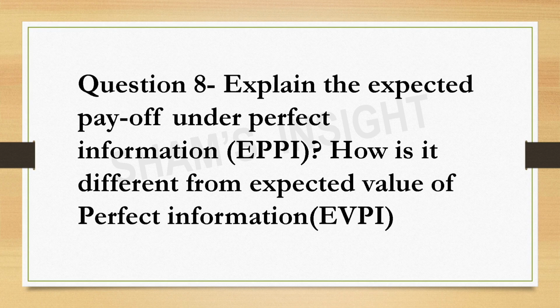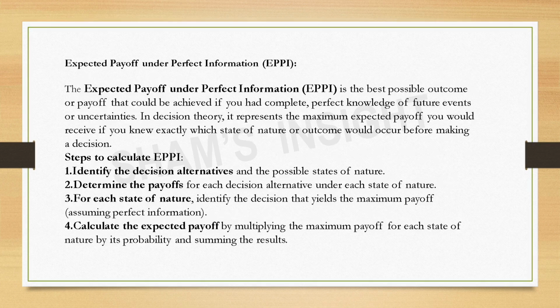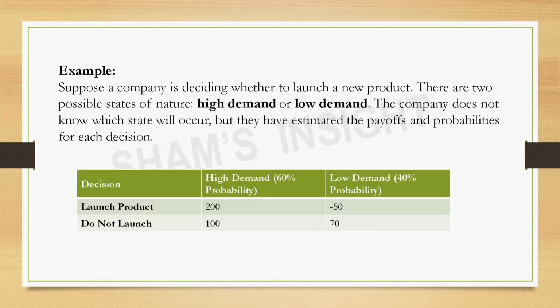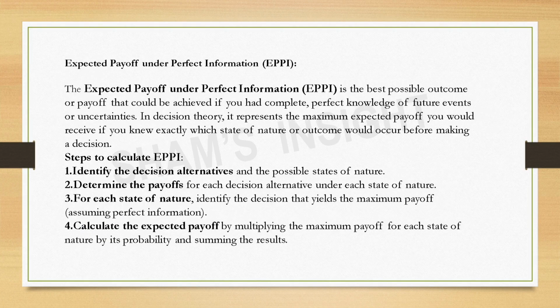Moving to the next question, that is, explain the expected payoff under perfect information, EPPI. How is it different from expected value of perfect information, EVPI? So let's see the theory part first and then we'll solve one question regarding this. So what is expected payoff under perfect information? It is the best possible outcome or payoff that could be achieved if we had complete or perfect knowledge of future events or uncertainties. In decision theory, it represents the maximum expected payoff you would receive if you know exactly which state of nature or outcome would occur before making a decision.